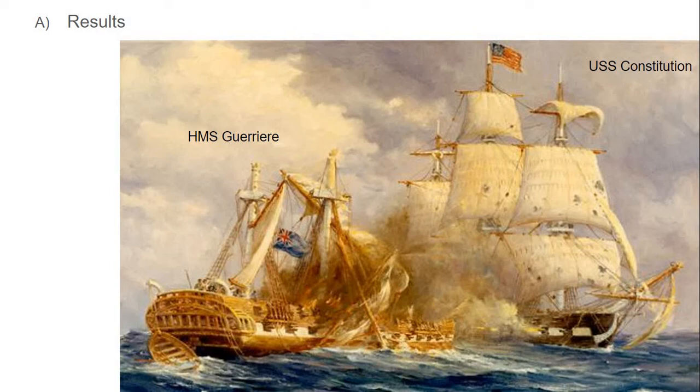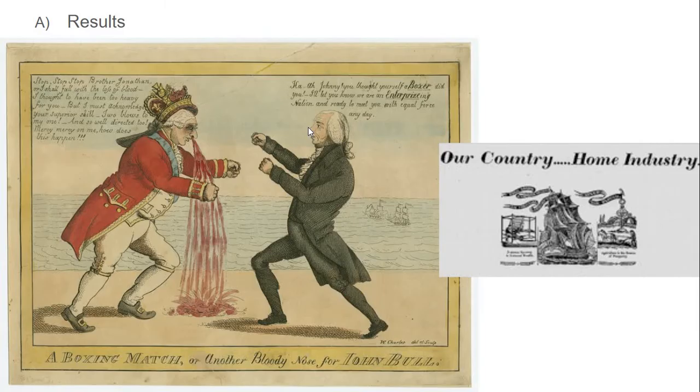The Constitution became known as Old Ironsides because British cannonballs were bouncing off its sides during the battle, and we were able to, again, capture one of the ships of the vaunted British Navy on the high seas, which was very impressive. And so, in general, the effect of this is we felt as if we had really decisively defeated the British in a way that we hadn't since the Battle of Yorktown or the Battle of Saratoga.